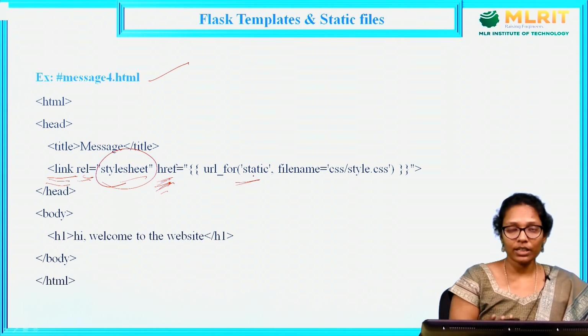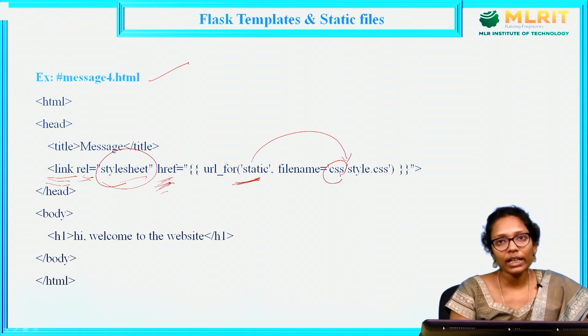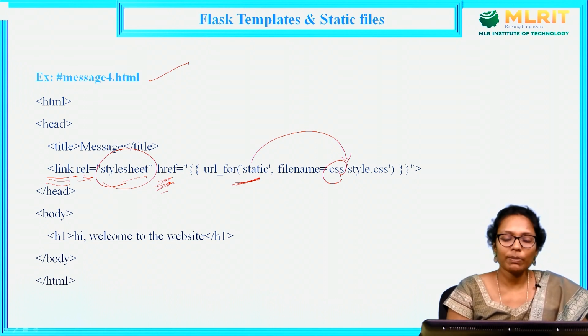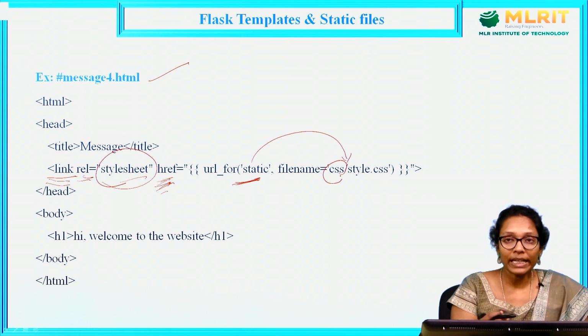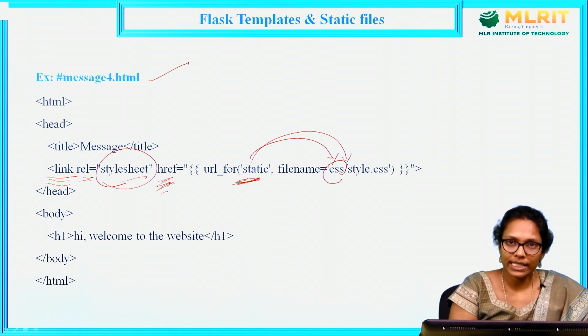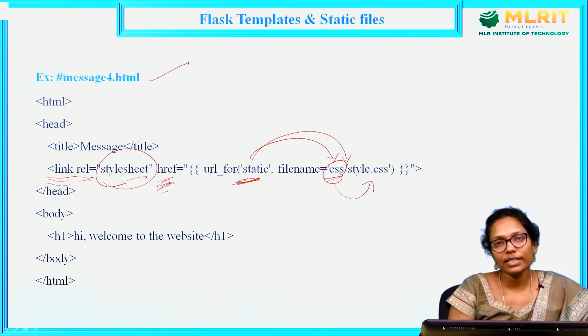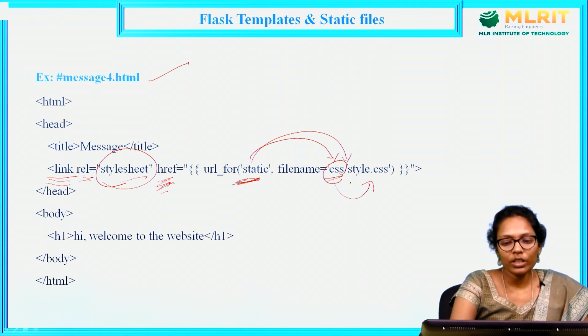We should create a static folder. Inside the static folder, I'm creating one more folder called CSS. Why? Because the static folder contains any static information. That may be a CSS file, a JavaScript file, or anything. To indicate that, within the static folder I'm creating a subfolder called CSS, because it contains CSS files. And in this CSS folder, I'm writing a style sheet called style.css.